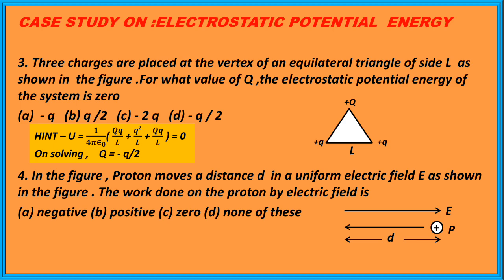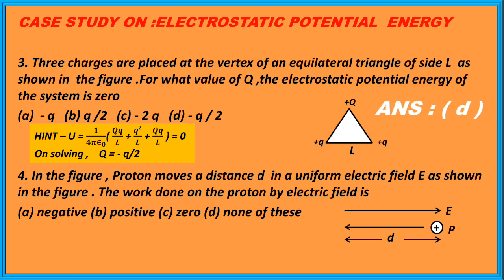Here you go through the hint. You find the total electrostatic potential energy of the system, which is equal to 0. So after writing the total electrostatic potential energy of the system equal to 0, you will get the value of capital Q equal to minus Q by 2. So option D is the right answer. Here it is, option D.